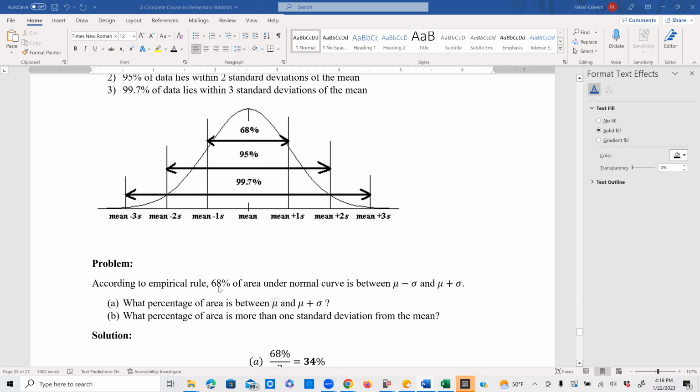According to empirical rule, 68% of area under the normal curve is between mean minus a standard deviation and mean plus a standard deviation. So here they're using S for standard deviation, but you can also use sigma if it's population. What percentage of area is between nu minus sigma and nu plus sigma? From this point to this point, and that is 68%.